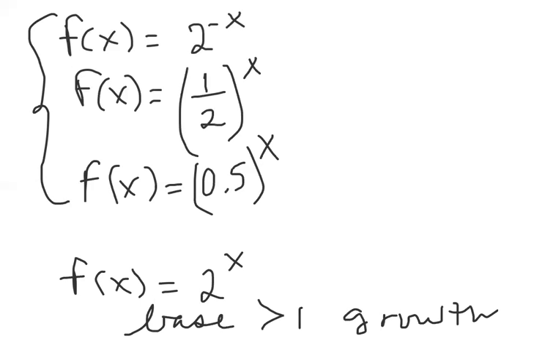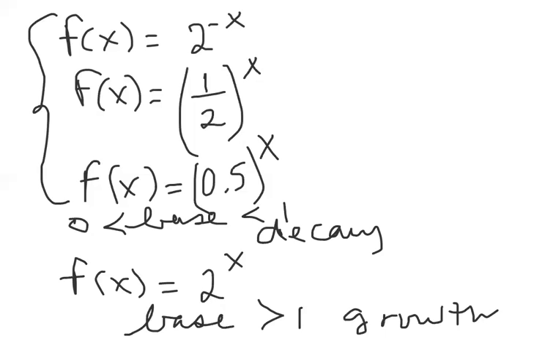Now, if the base, though, is less than 1 but greater than 0, we're indicating an exponential decay. So in other words, if it's a fraction, guys, it is an exponential decay. But sometimes you can't tell if it's a fraction, so you just got to know whether or not the number is less than 1 and greater than 0 to determine if it's an exponential decay.